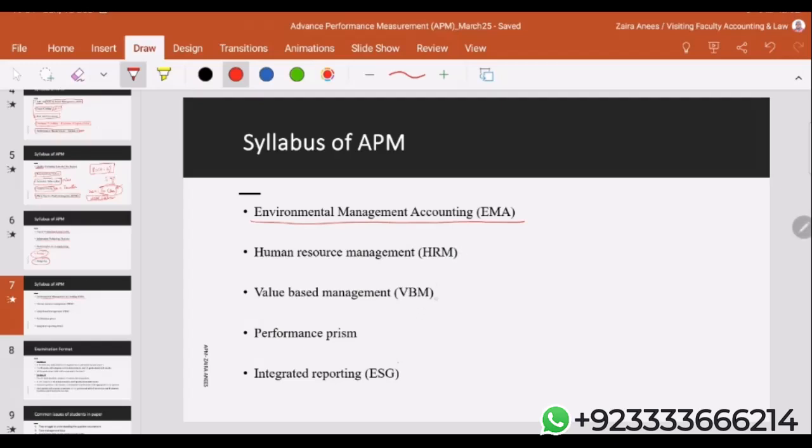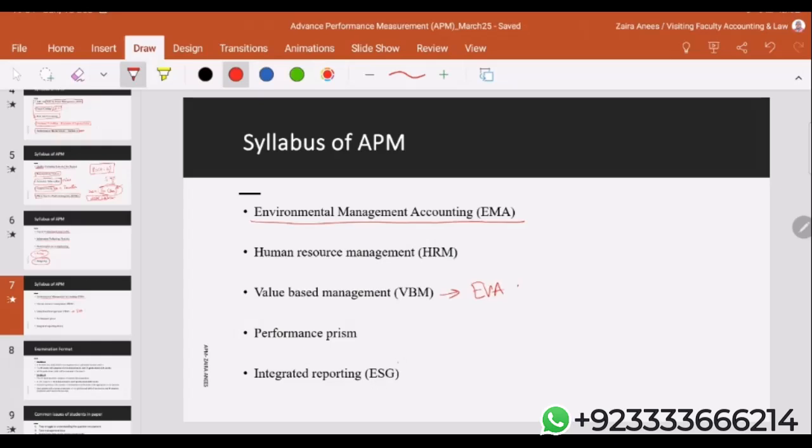Human resource management and value based management are two topics which are new for you. Value based management also includes economic value added. We will discuss it when we do the topic. Performance prism and ESG are a few more topics, and there is also something else that I'm not discussing, but it is also part of APM.